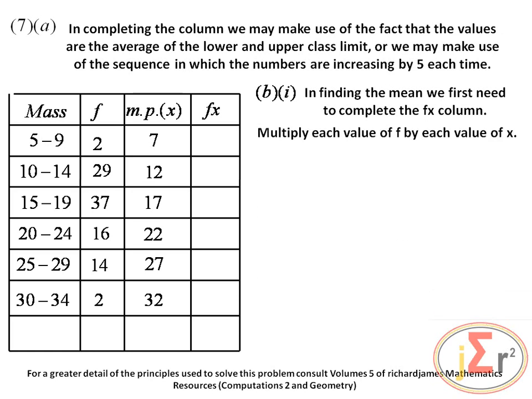2 times 7 is equal to 14. And of course 29 times 12, what is that equal to? 348. Then 17 times 37, a number ending with a 9, 629. 16 multiplied by 22. The next number will end with a 2, with an 8. And of course 2 times 32 is 64.